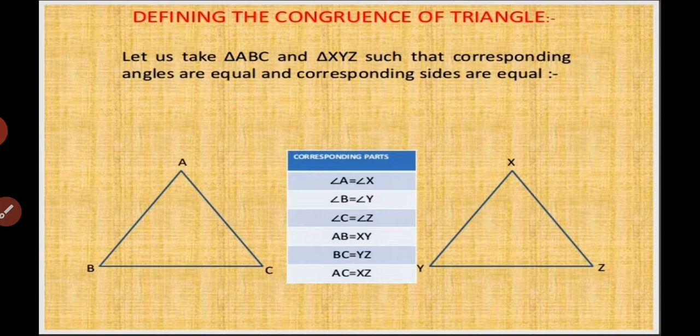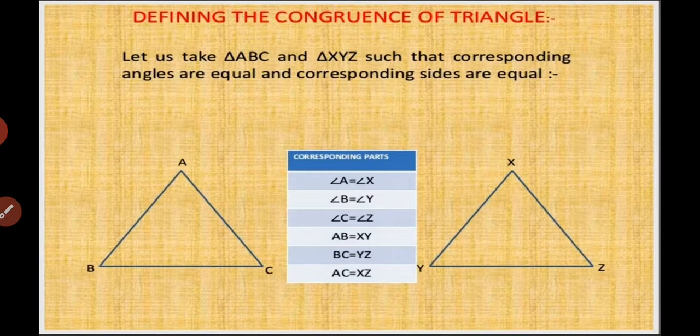What is congruence? Two line segments are congruent if they are of the same length. Two angles are congruent if they have equal degree measures. Two squares are said to be congruent if they have equal sides. Two circles are congruent if they have equal radii. Two polygons are said to be congruent if they are the same size and shape.